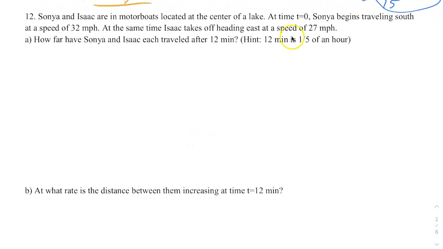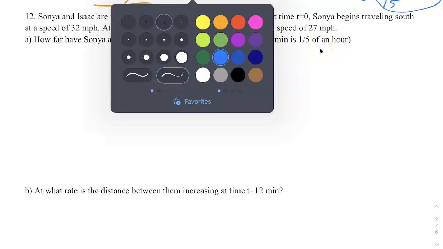Number 12. Sonia and Isaac are in motorboats located at the center of a lake. At time t equals 0, Sonia begins traveling south at a speed of 32 miles per hour. At the same time, Isaac takes off heading east at 27 miles per hour. How far have Sonia and Isaac traveled after 12 minutes? 12 minutes is 1/5 of an hour. So let's see what's going on here.